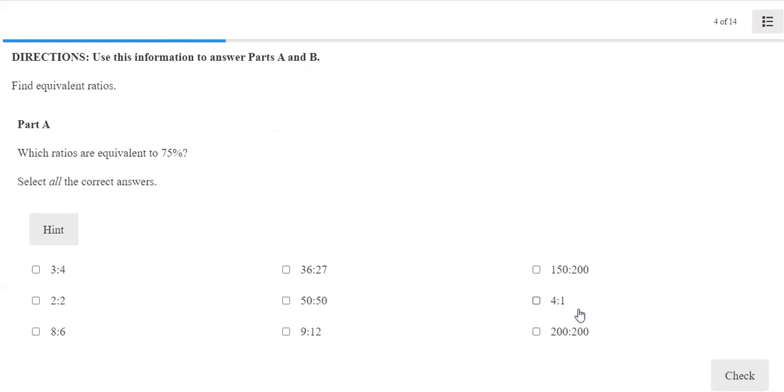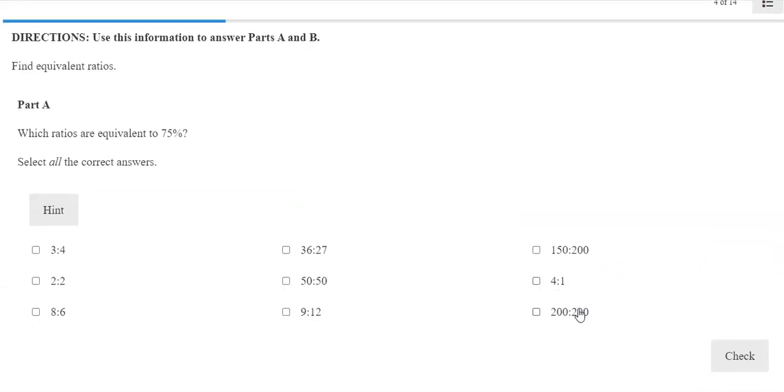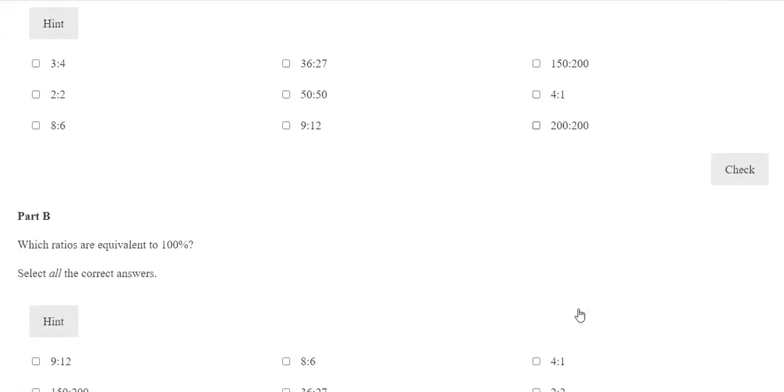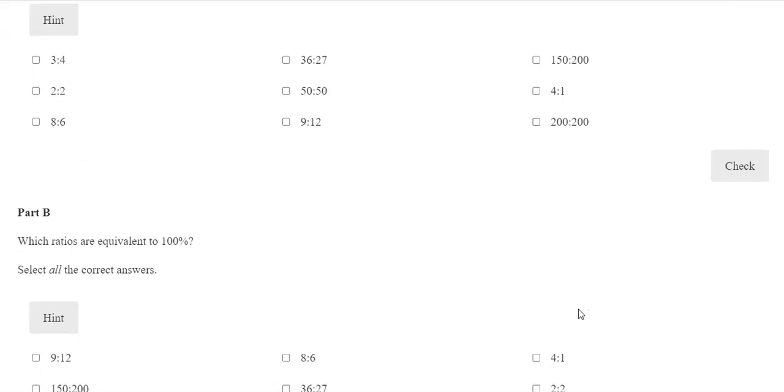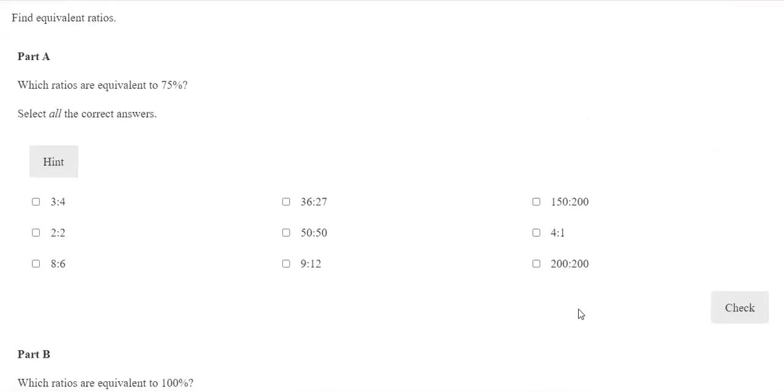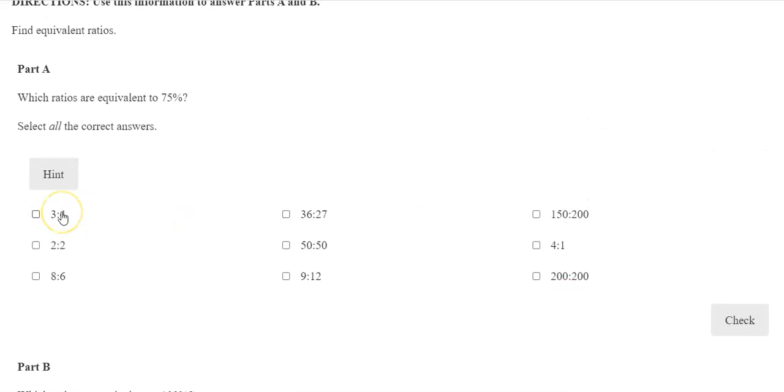Number 4 or 11 if you're in the book. Which ratios are equivalent to 75%? In the book, they just had you write 3 ratios that are equivalent to 75% and then 3 that are equivalent to 100%. So let's take a look. I know that this one is.